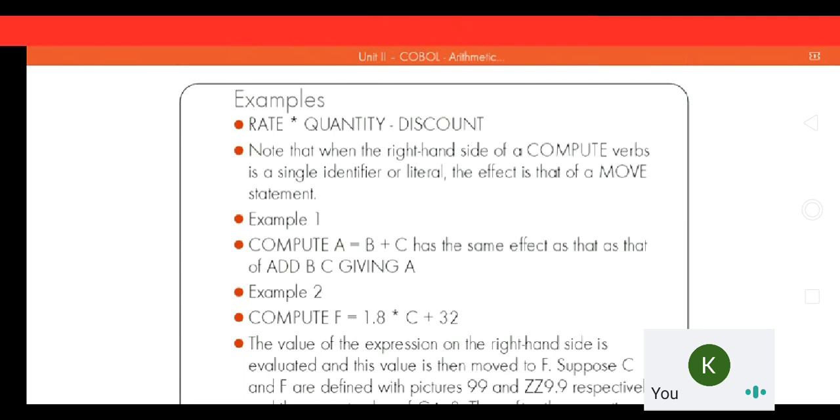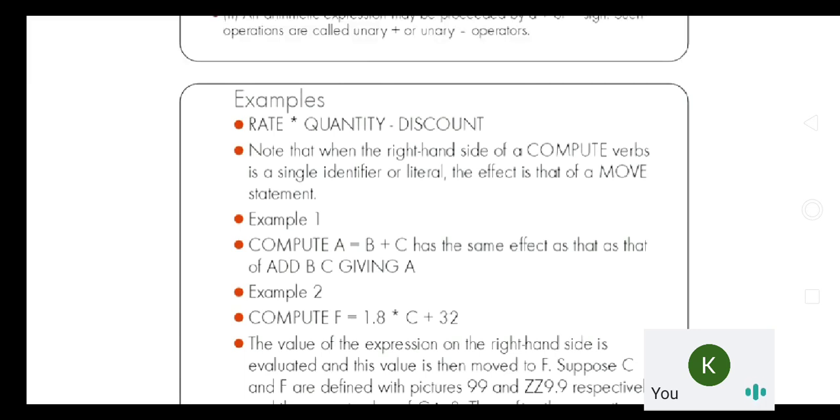If you have any doubts, you could ask me now, or else we could proceed to the next topic. The next topic is going to be the data movement verb. Muthu, kindly open the presentation. The next topic, data movement verb.